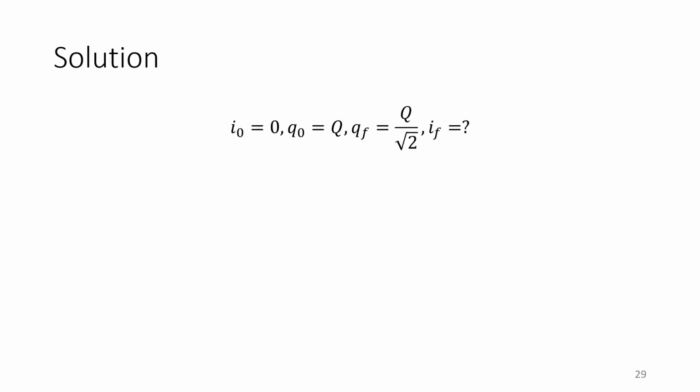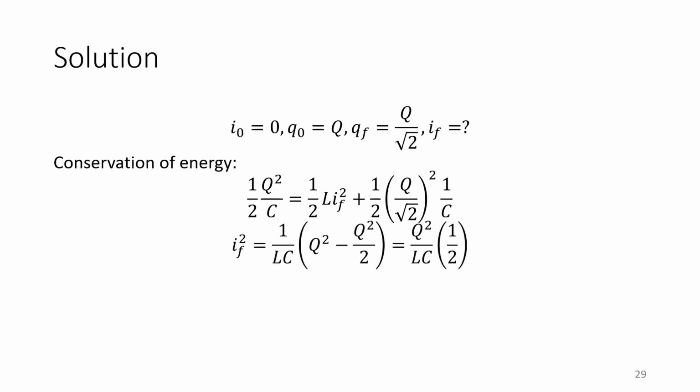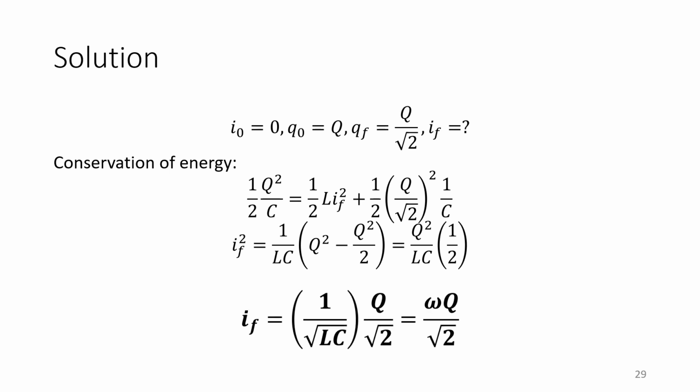In answering the question, we first recognize that the starting current is 0, the starting charge is at maximum capital Q. The final charge is at capital Q over square root of 2, and we're looking for the final current. We substitute all of these values to the conservation equation, and like in Physics 71, isolate I sub f. With a bit of algebra, and recognizing that omega is equal to 1 over square root of LC, we get the final answer to be I sub f equals omega Q over square root of 2.